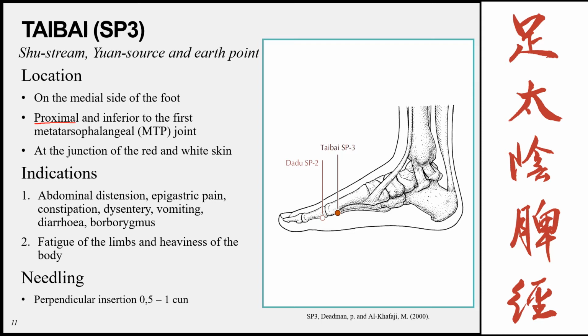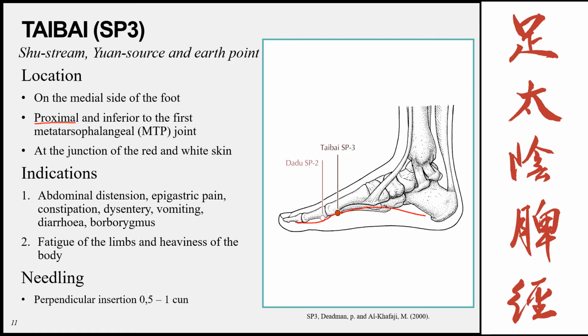So once again, we do exactly the same as spleen 2, locating the metatarsophalangeal joint over here. And this time we need to go in this direction as it's proximal, so it's towards the center of the body instead of away from it. And then once again, we're going to locate that red and white skin that we talked about, which is around this region here.